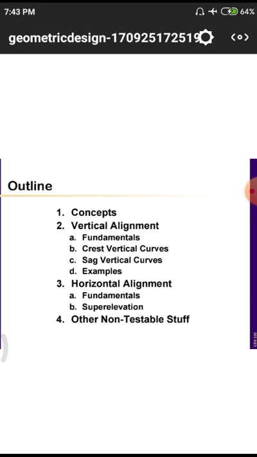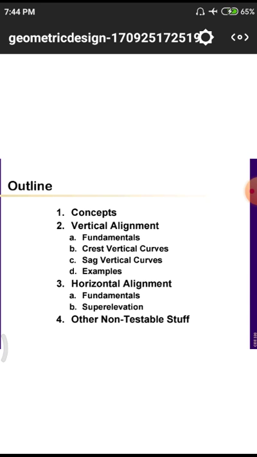Next one, crest vertical curves. With respect to a particular circular curve, we are having this crest and trough. Normally this crest and trough are related to a mountain. The top part of a mountain we call the crest, and the bottommost part we call the trough. Likewise, in a particular curve also we are having a crest. That means the peak part of a curve we call a crest.